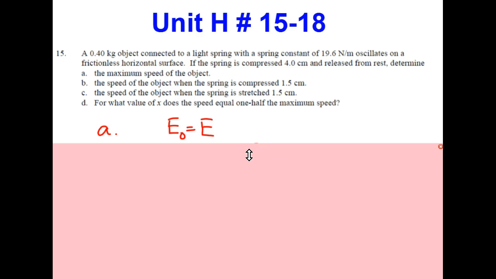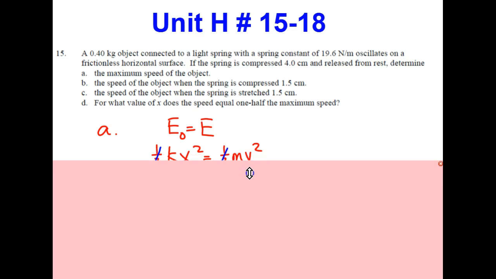In our initial state, all the mechanical energy will be elastic potential because you have a spring compressed 4 centimeters and the object is released from rest. There's no heights in this problem, so no gravitational potential energy to take into consideration. In the final state, for A, that's going to be at the equilibrium position, where our object is moving at maximum speed, so that's kinetic energy. And at equilibrium, the spring is not stretched or compressed, so no elastic potential.